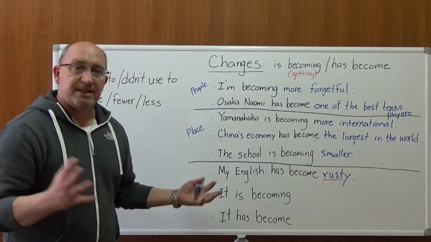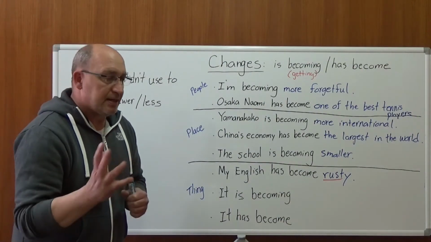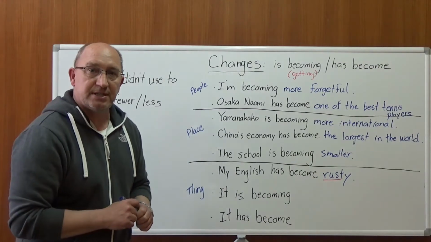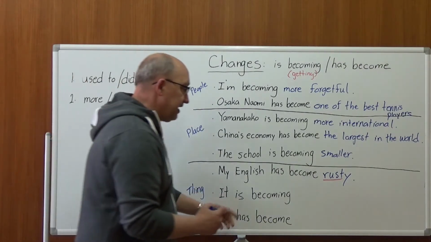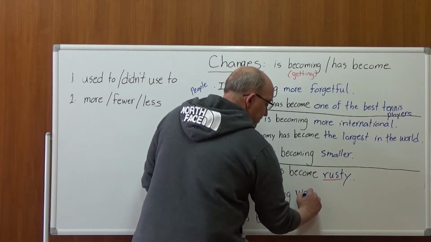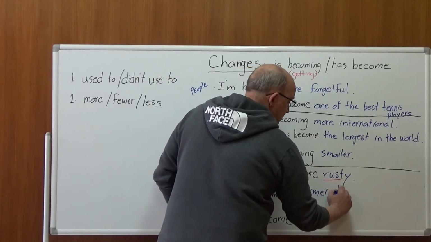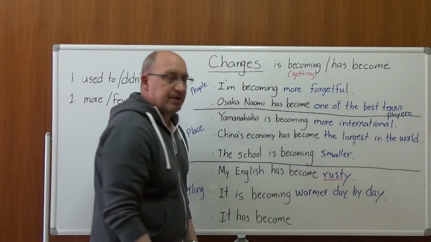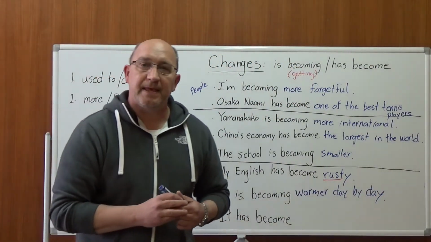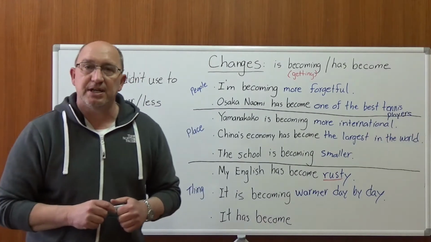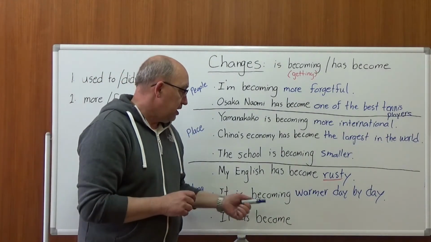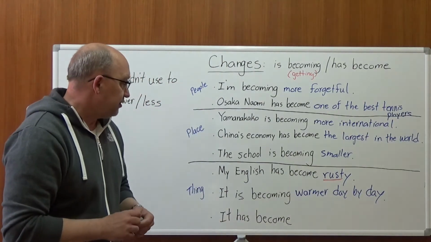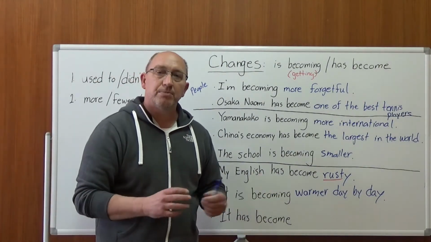Or we could talk about maybe the weather. Like today we were talking about the high temperature will be 25 degrees. For example, you could say it is becoming warmer day by day. Of course, today is the end of February, so spring is coming, so maybe the temperature is becoming warmer day by day.